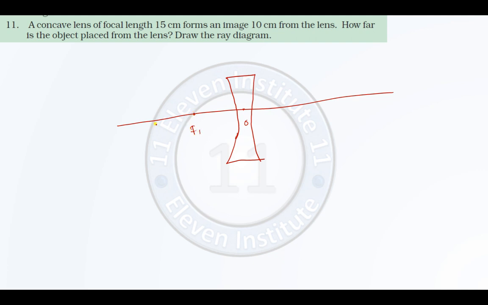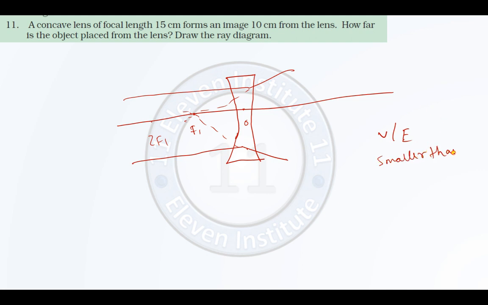Here we will have f1. Here we will have 2f1. Rays will be incident from over here. They will diverge over here and we get the image somewhere over here, between the focal point and the lens. Even if you place the object over here, you will get the image over here. So the image will be definitely virtual and erect, and it will be smaller than the object. These things are sure.